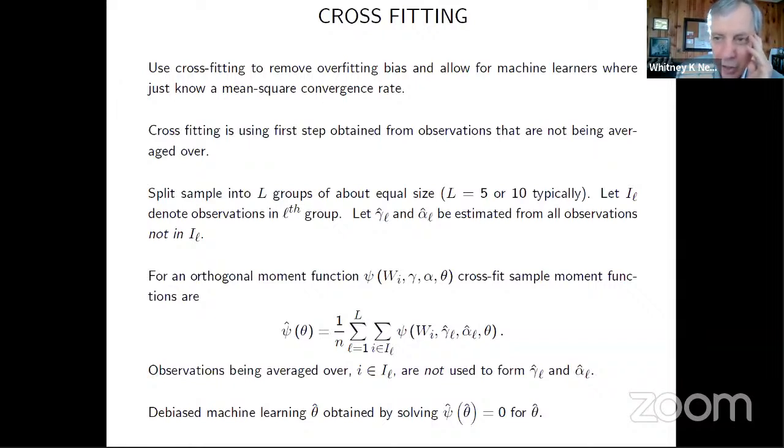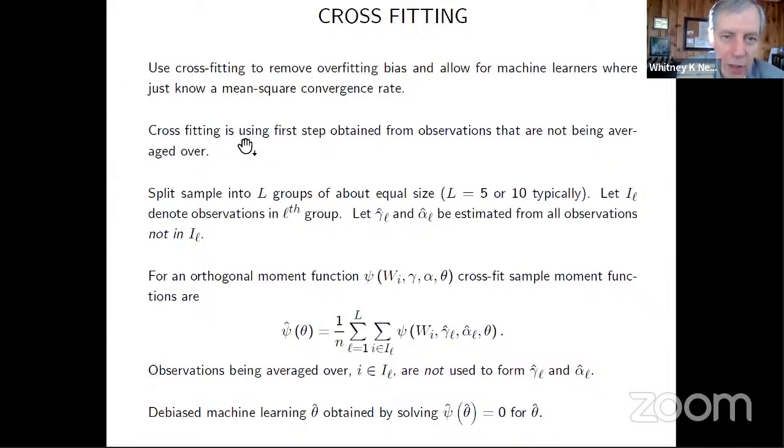It allows for any machine learner where you know a mean square convergence rate. Just for any econometricians in the audience, it makes the asymptotics super simple relative to the previous semi-parametric asymptotics. All you need is a mean square convergence rate. It gets rid of the need for stochastic equicontinuity conditions, and that's really important for machine learners because we don't know that they satisfy those. For practical purposes, it removes another source of bias, and you can plug in any machine learner and get this to work, as long as it has a fast enough mean square convergence. We'll mention what we mean by that.